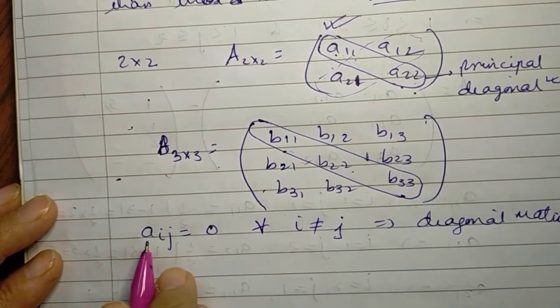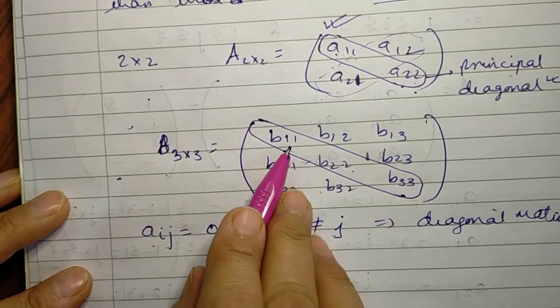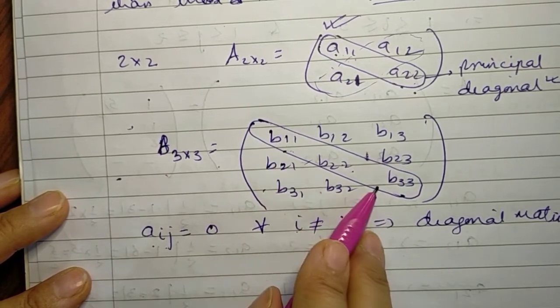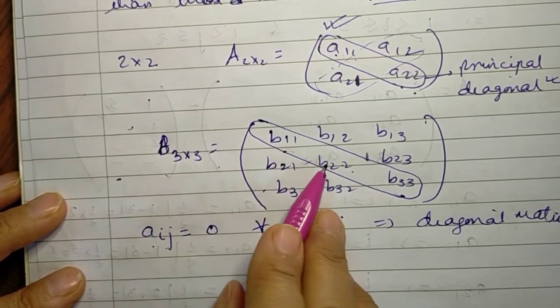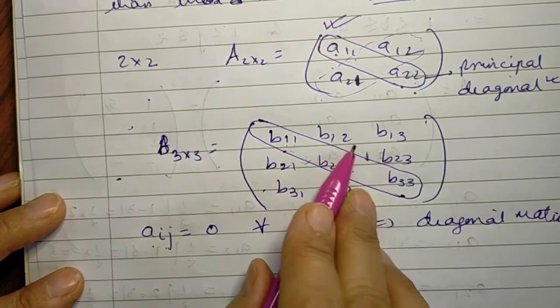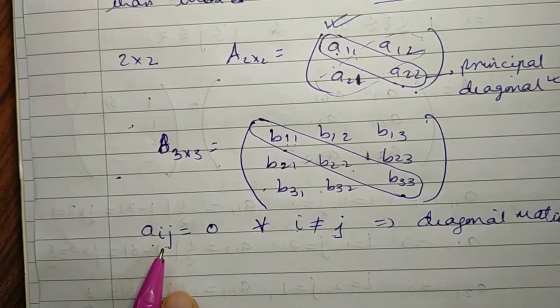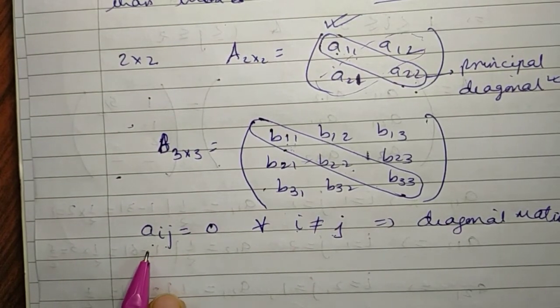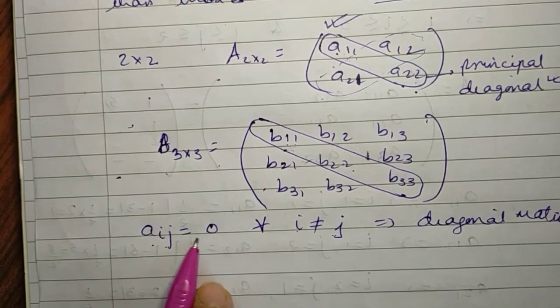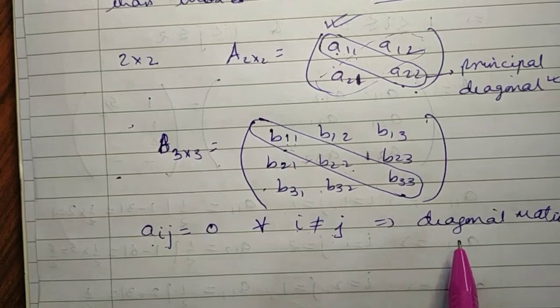Now what do you mean by this? aij is equal to 0 for i not equal to j. In all these diagonal elements, i is equal to j, whatever is the number of rows, same is the number of columns, except for all other non-diagonal elements. So in a simple statement we are able to say that if aij equals 0 for all i not equal to j, then it is a diagonal matrix.